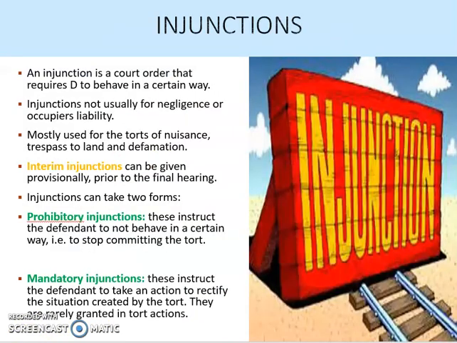Injunctions are the other main type of remedy in tort, and it's a declaration by a court that the defendant must behave in a certain manner. And they come in two main forms: prohibitory, in which the claimant is prohibited from doing something, and mandatory, in which the defendant must do something. As well as being either prohibitory or mandatory, you can have quia timet or final or interim injunctions as well.